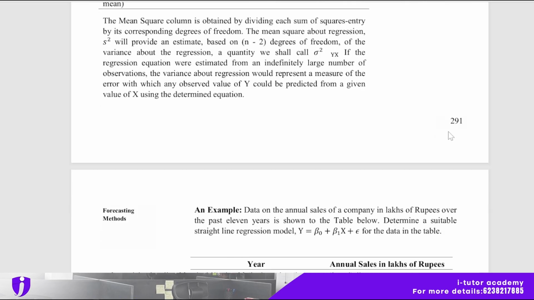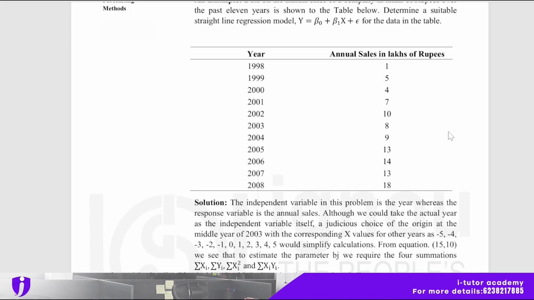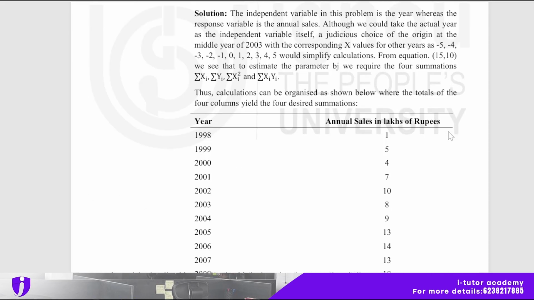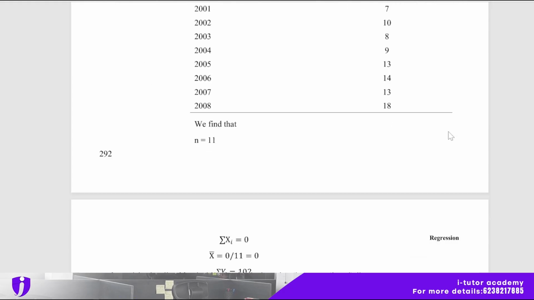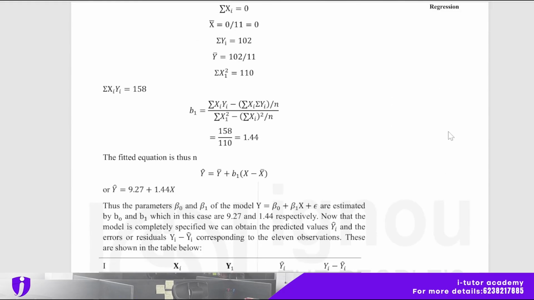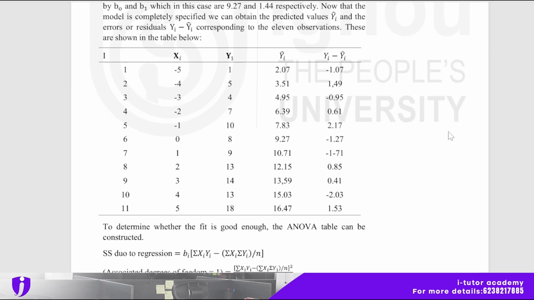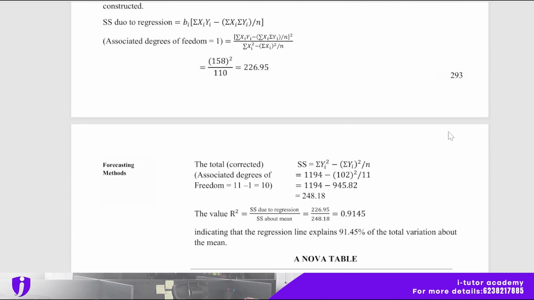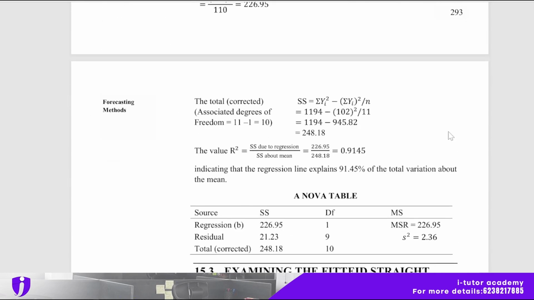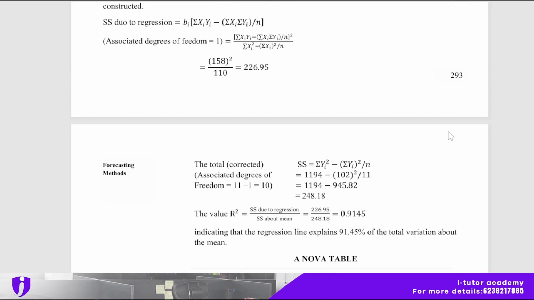So here is an example also. You just go through this example and solution and it will be more clear with the example. Okay, so equation based explanation is also here and the table also here. And next, examining the fitted straight line, we will discuss in the next video. Today's section is this, and you just refer to your IGNOU material parallelly. It will be more clear for you. If in case any doubt, you can contact us.